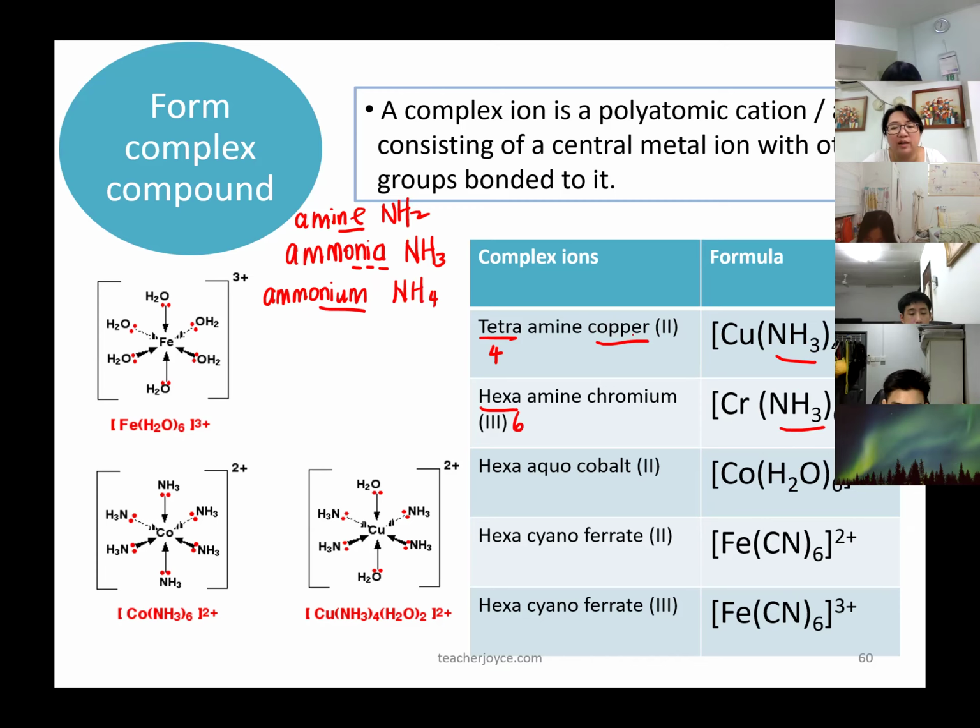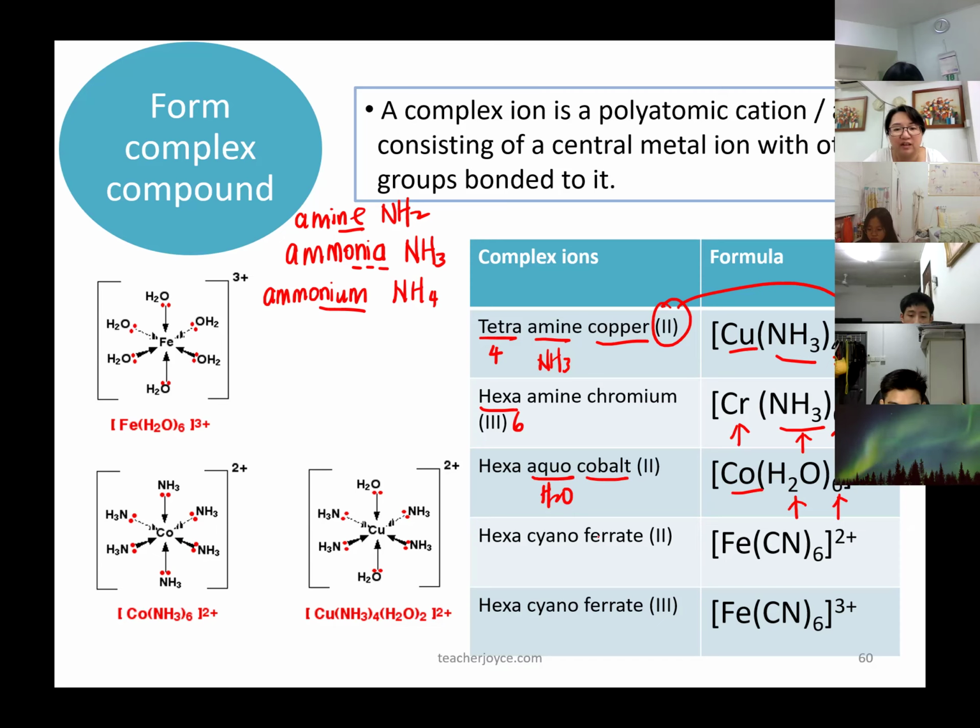So you see how I do it. Tetra is 4. Tetraamine, amine is your NH3 in this case. 4 is tetra, amine, copper, 2 linked to the positive, 2+. Hexaamine, hexa is 6. Read from the back. Hexaamine chromium 3. Hexaaqua, aqua means water, cobalt.